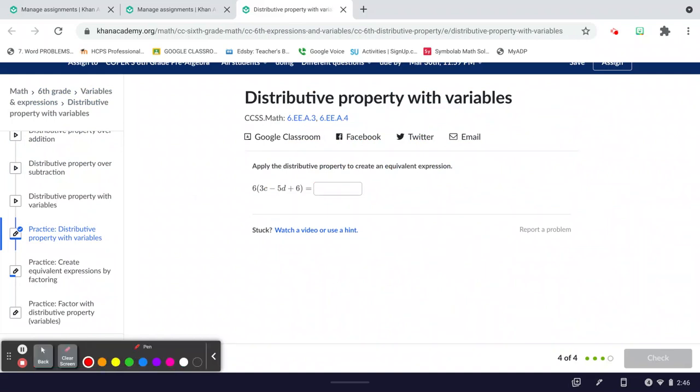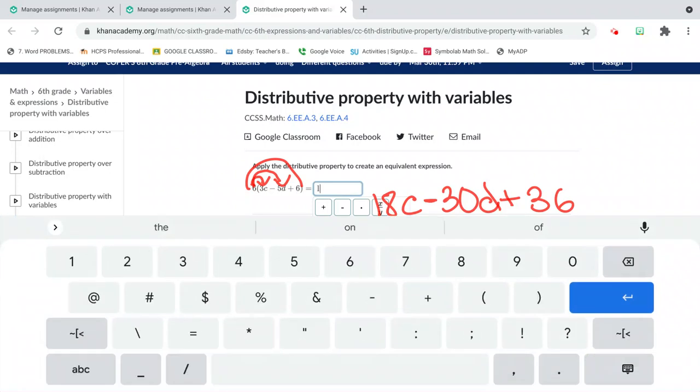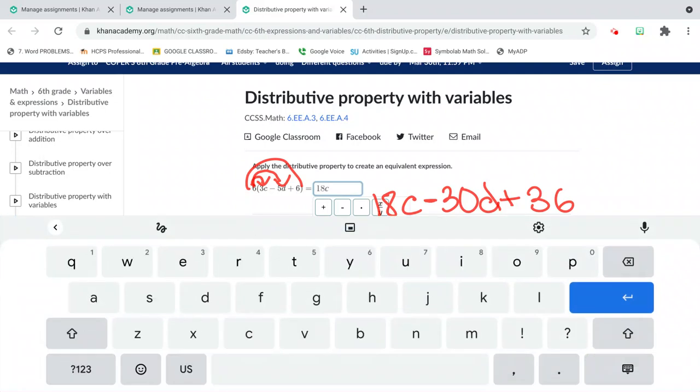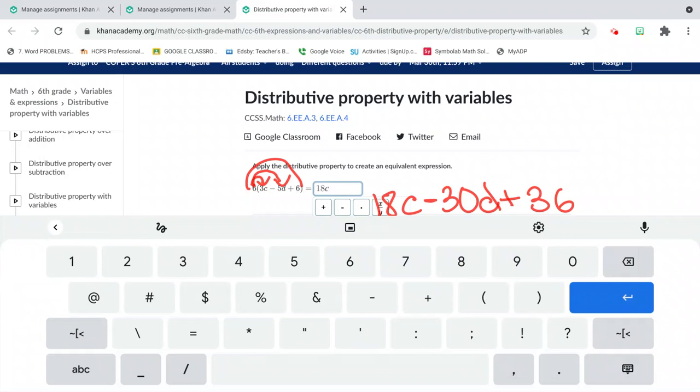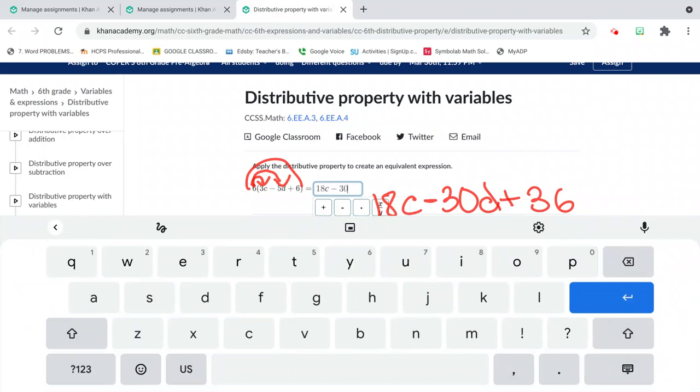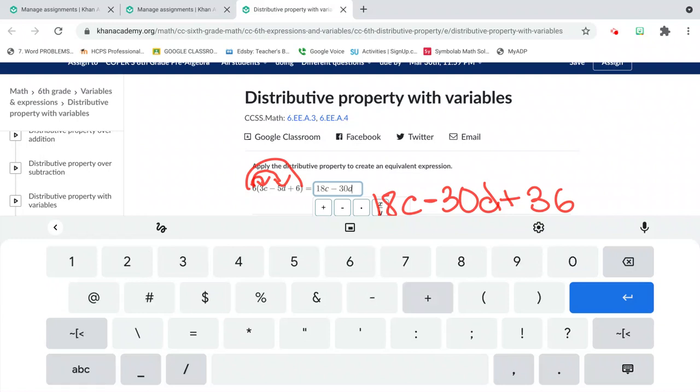Let's clear this one. Well, it looks like the screen cleared itself. Here I do the same thing. I have to distribute my 6. 6 times 3 is 18, and I put my c back. 6 times 5, I put my negative sign back. 6 times 5 is 30, and I put my d back. Bring my plus sign down, then I have 6 times 6, which is 36. So I know my answer is 18c minus 30d plus 36.